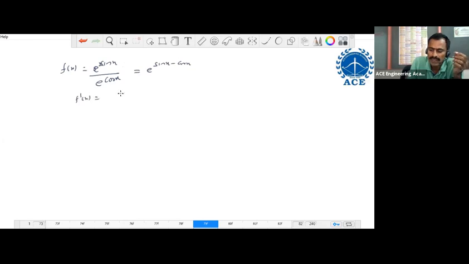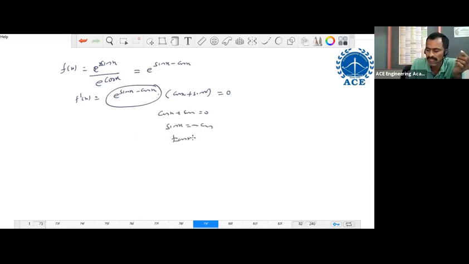f dash x equal to e power sin x minus cos x into the derivative of this, which is cos x plus sin x, equal to 0. We equate the first derivative to 0 and solve for x. This exponential is never 0 for any finite value, so cos x plus sin x should be 0. So sin x equal to minus cos x, that is tan x equal to minus 1.